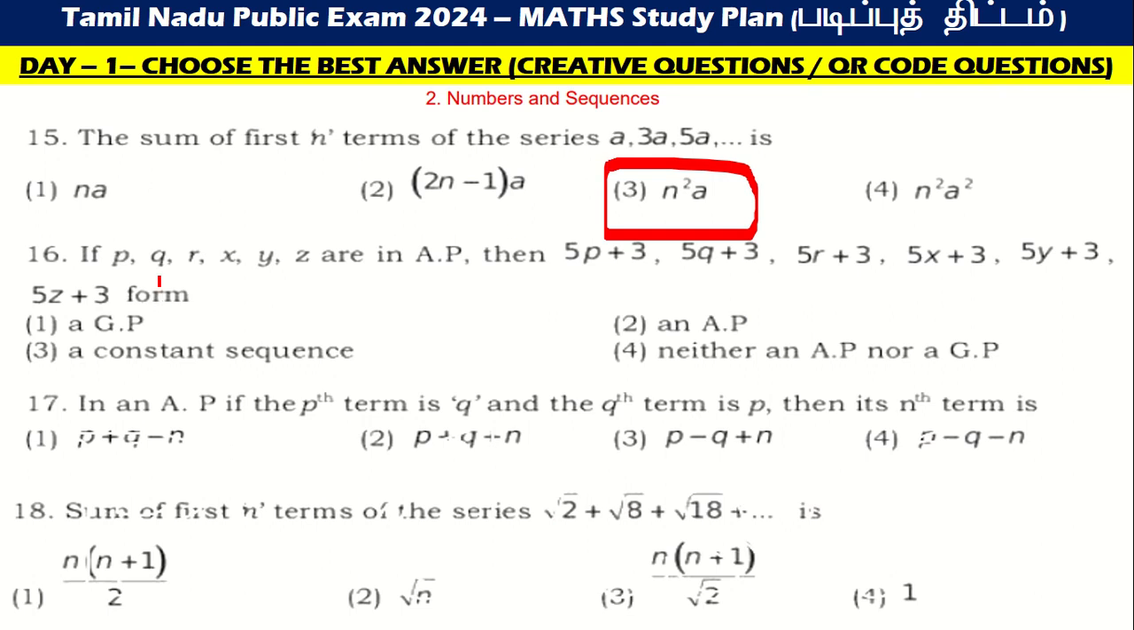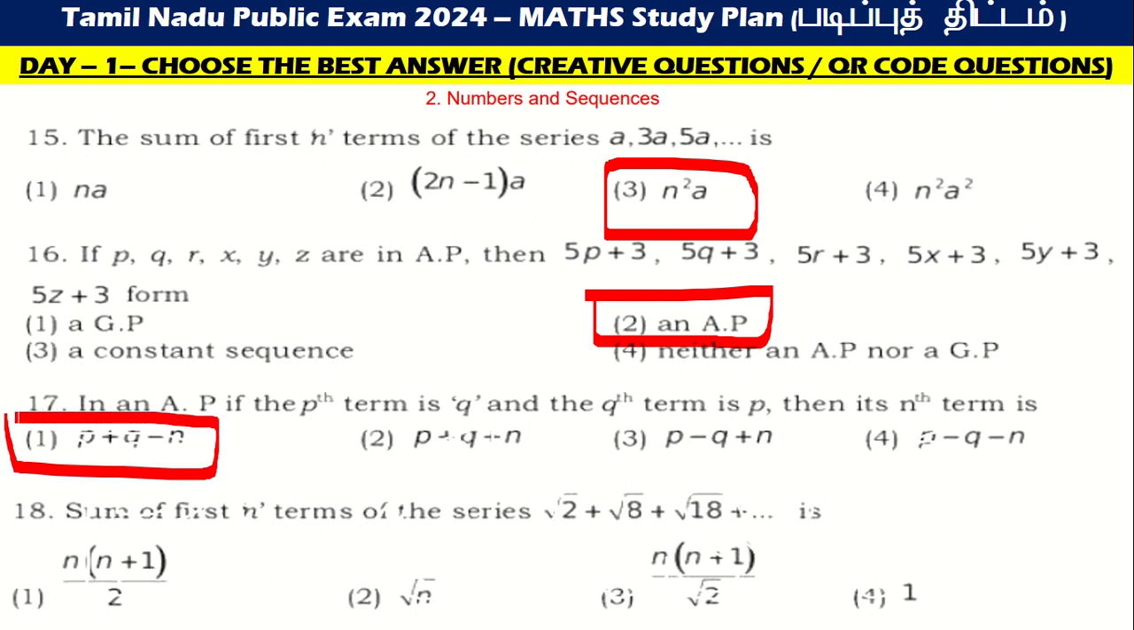If P, Q, R, X, Y, Z are in AP, then 5P plus 3, 5Q plus 3, 5R plus 3, 5X plus 3, and 5Y plus 3. So then the answer is AP. Then if in an AP, the Pth term is Q and Qth term is P, then its nth term will be P plus Q minus n.